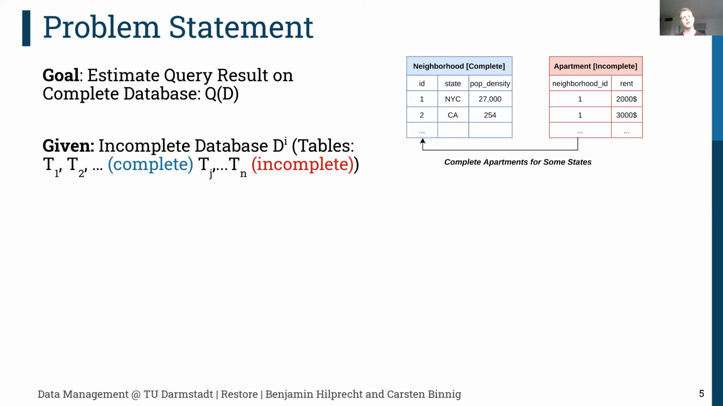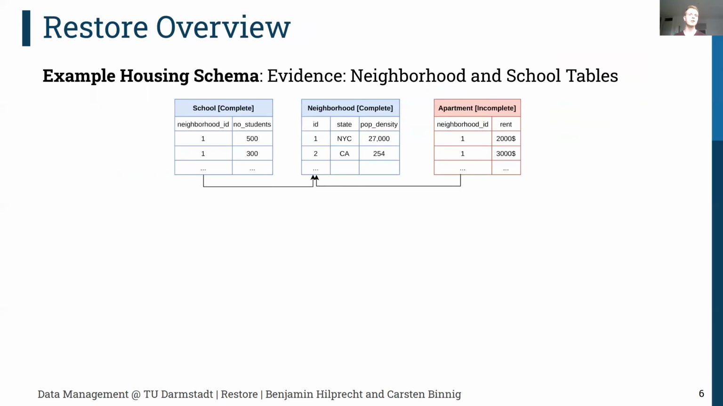So in general, the problem statement we are dealing with in the paper is we want to estimate a query result as if we had a complete database. We want to estimate this query result given just the incomplete database. By incomplete database, we mean we have a few tables which are complete, like the neighborhoods table with all tuples, and a few tables which are incomplete, meaning that entire tuples are missing. We still want to estimate what the query result would be if we had all the apartments in this example. And for this, we developed a system called ReStore.